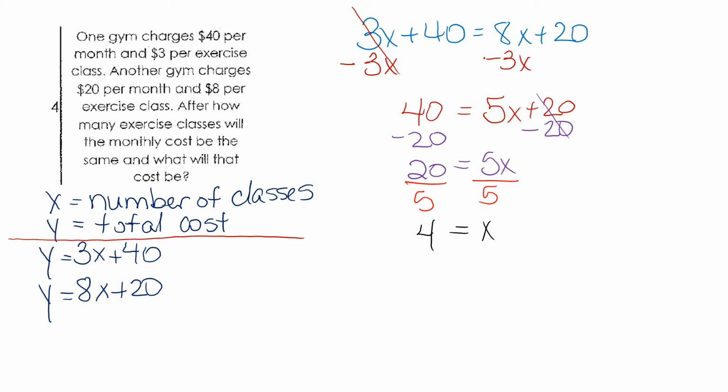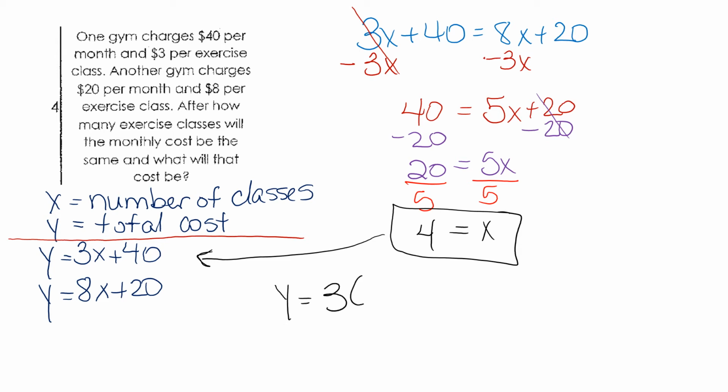Now what I want to do with this is take my 4 for my x and substitute it into one of my equations. I'm just going to substitute it into this top one here. So y equals 3, instead of x, I'm going to put the 4, plus 40. 3 times 4 would be 12, so 12 plus 40. So the y is going to equal 52.